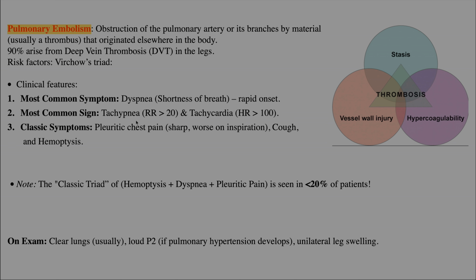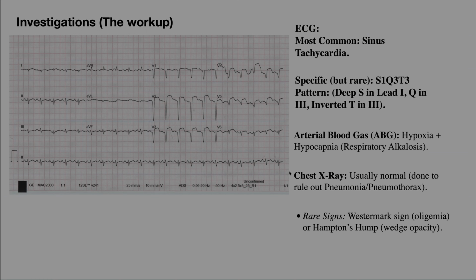But be careful, the full classic triad, including hemoptysis, is actually rare, and it is only seen in less than 20% of patients. So, how do we work this up? On an ECG, the most common finding is simply sinus tachycardia, which our patient had.